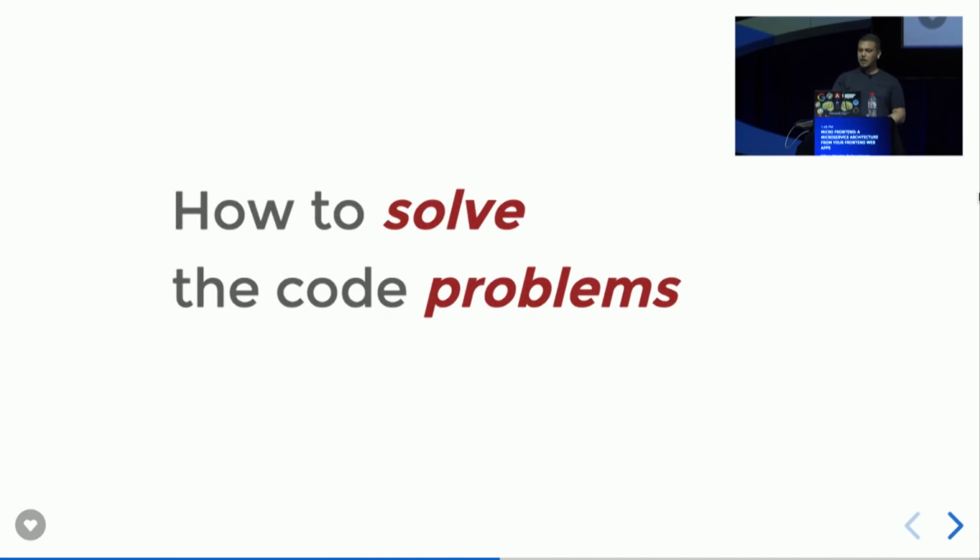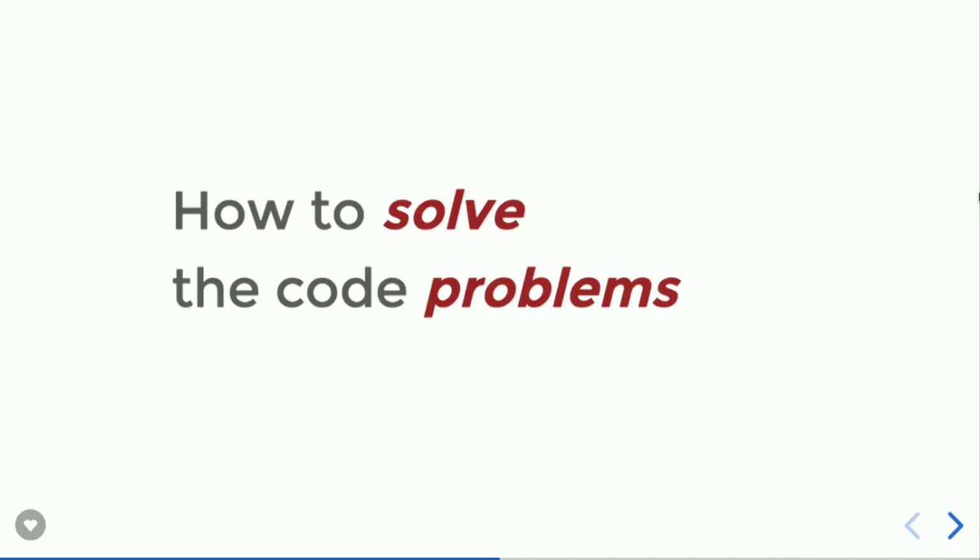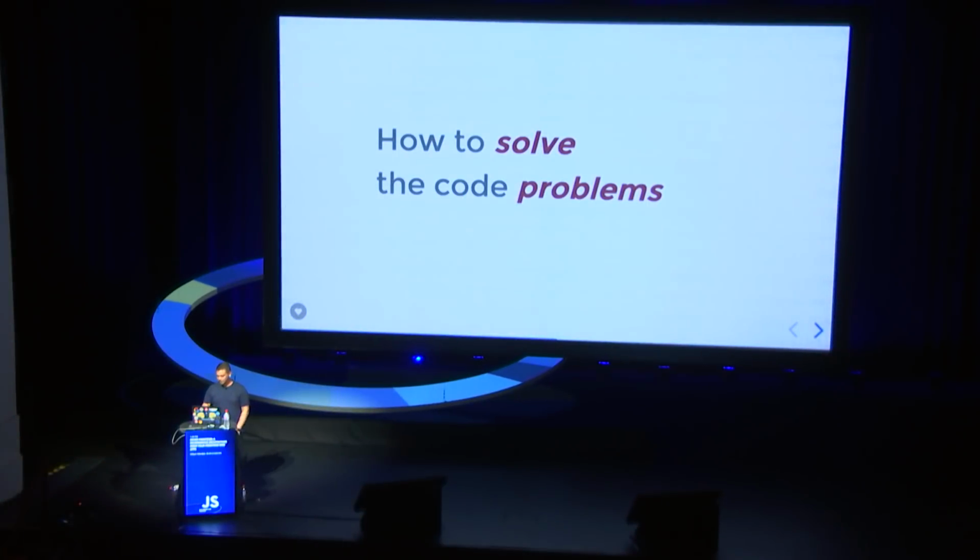And how to solve code problems? Now we are talking about the architecture side. OK, we understand the broader concept of micro frontend, but what about code? Because we are talking about a monolith application, right? So we need to clean the kitchen before we start to cook.